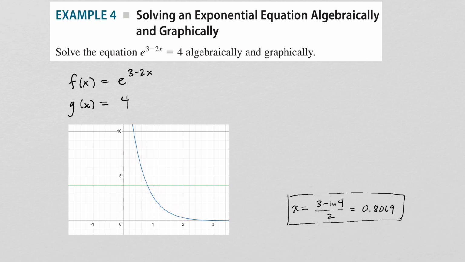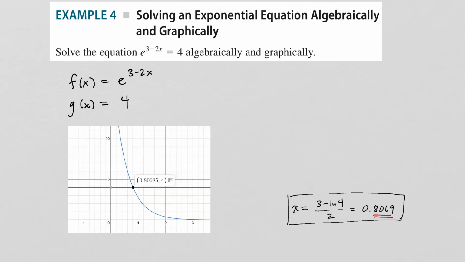And we can see that they intersect here, and that happens at an x value that is very close to that value right there. And that does appear to be approximately 0.8069. But the nice thing about graphing calculators is that we can actually touch the screen here and it will tell us the approximate solution. So let me show you what that looks like.